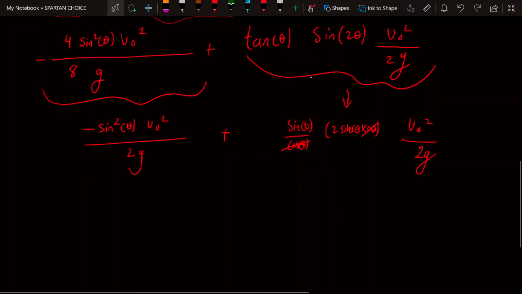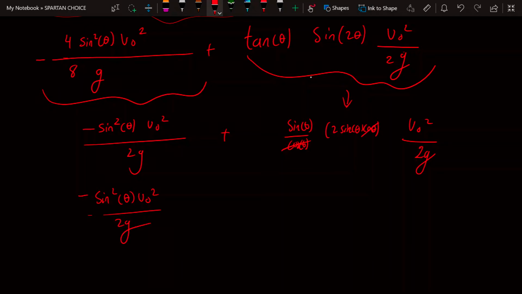So what we're left with actually is minus sine squared theta, v0 squared over 2g, plus sine squared theta, v0 squared over g. The 2 here cancels with the 2. We're left with this. Okay, now, what can we do? And of course, this is equal to delta y max.